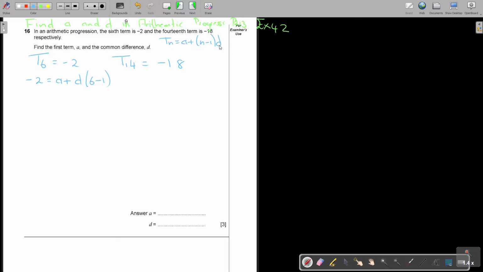In AS level, you get the formula sheet. So I substitute that 6th term, which is -2, and in the place of n, I just substitute 6. Then I do the same here. I substitute -18, A plus D, and it's the 14th term, so it's 14 minus 1. So it's -2 equals A plus 5D, and that's equation 1. And -18 equals A plus 13D, and that's equation 2. And actually, it's again solving simultaneous equations.